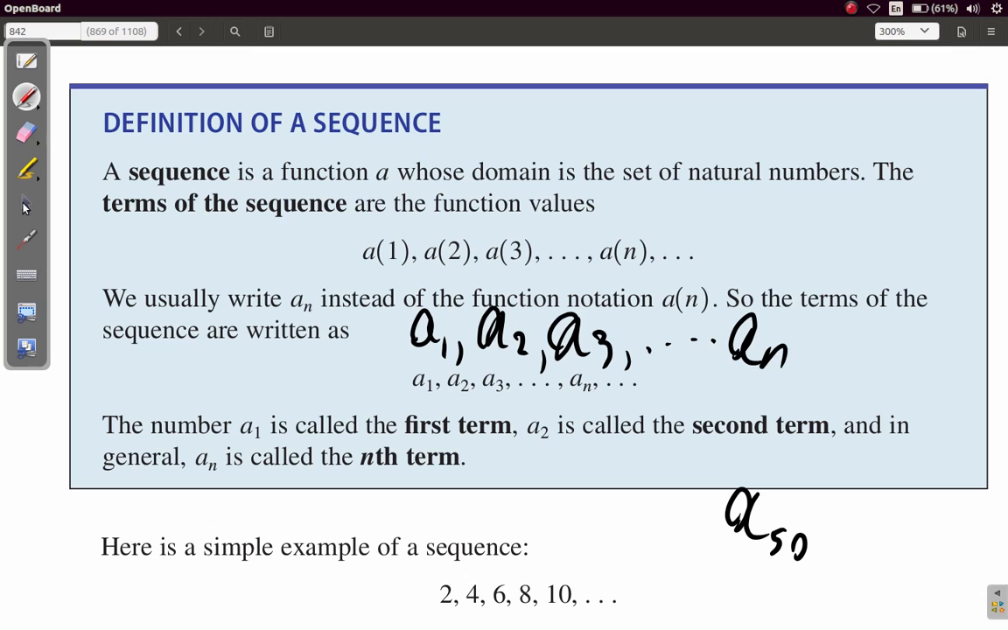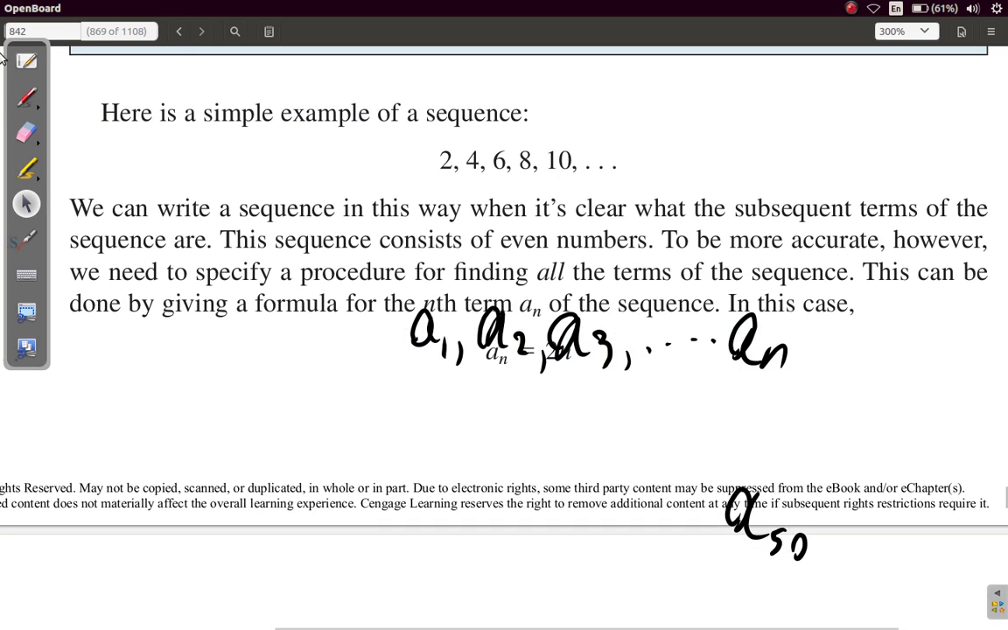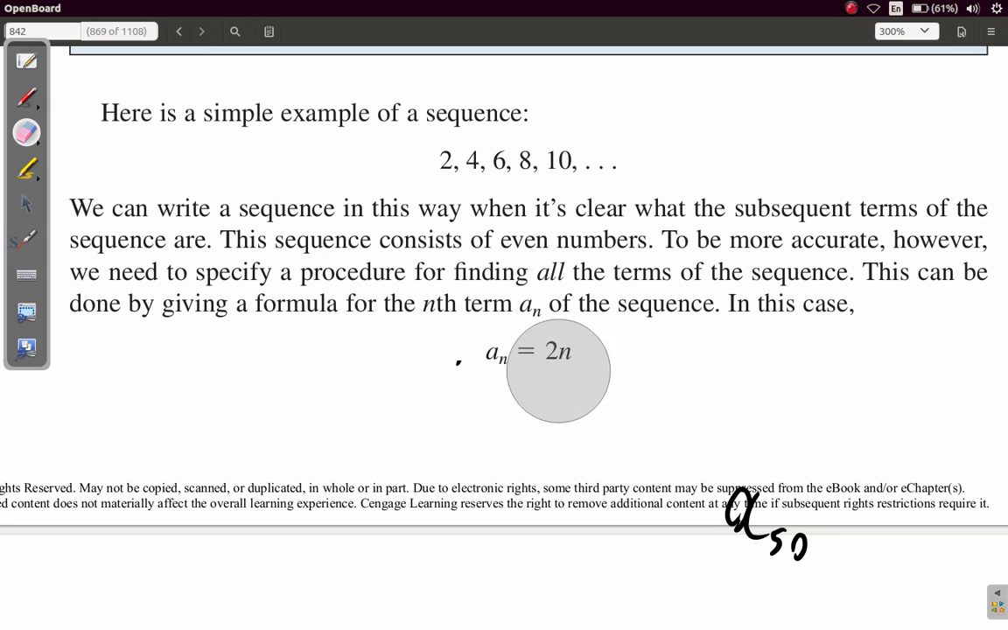So this book presents you with a general example. Let me erase some of what I wrote here. Here now, you have a simple example: 2, 4, 6, 8, 10. You have to look at these numbers carefully and think about them first, in order to find out what rule they follow. What rule do these numbers follow?